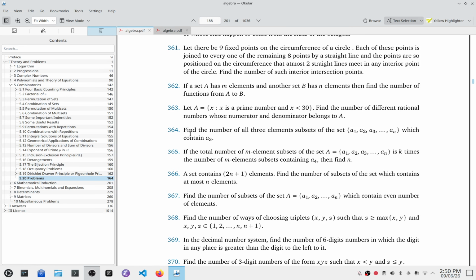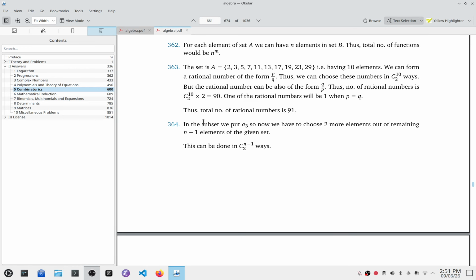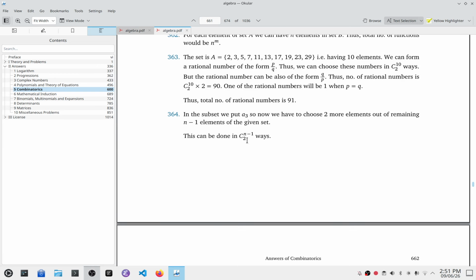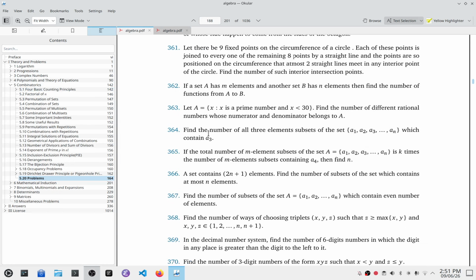Question 364 says that find the number of all 3 element subsets of the set A1 through AN which contain A3. So in the subset we put A3, so now we have to choose 2 more elements out of the remaining n minus 1 elements of the given set. This can be done in n minus 1 C2 ways. Pretty easy problem.